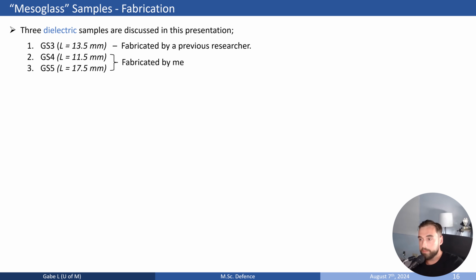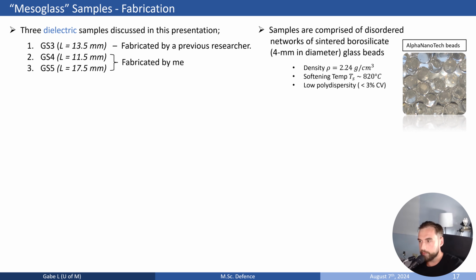A few samples were made and discussed in this presentation, two of which I made, and another one was made by a previous researcher. The importance here is that they have various thicknesses, but the process by which we make them is the same. The samples are comprised of disordered networks of borosilicate beads, 4 millimeters in diameter.